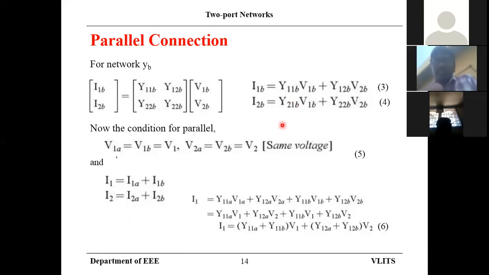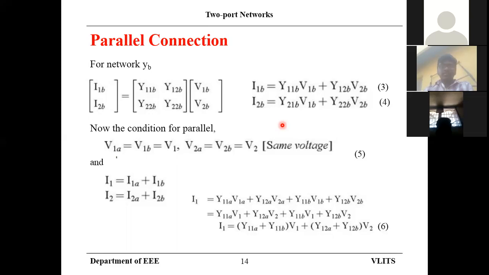Now the condition for the parallel network: in the series network the currents are the same and the voltages are not equal, but here the voltages are the same and the currents are not equal, because these are in parallel. If two resistors are in parallel, the voltage across both is the same, but the current is not, because I is equal to I1 plus I2. If you take the total current as I, the current through the first resistor as I1 and through the second resistor as I2, then I is equal to I1 plus I2.